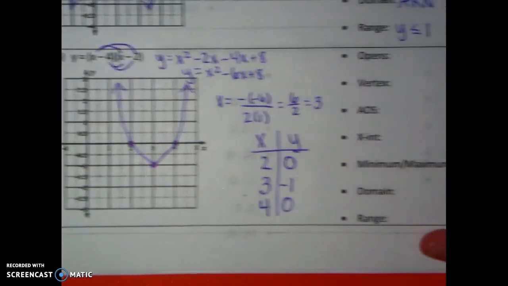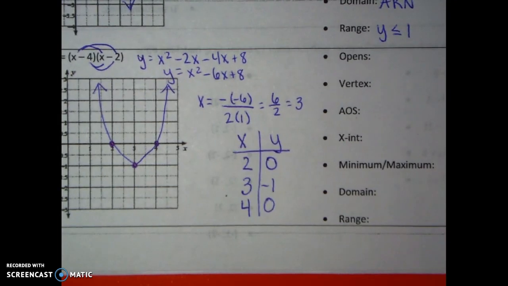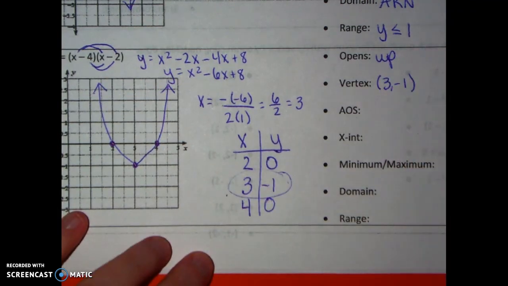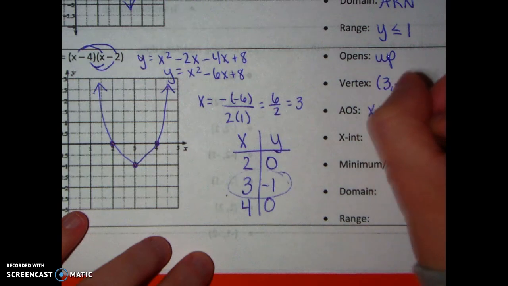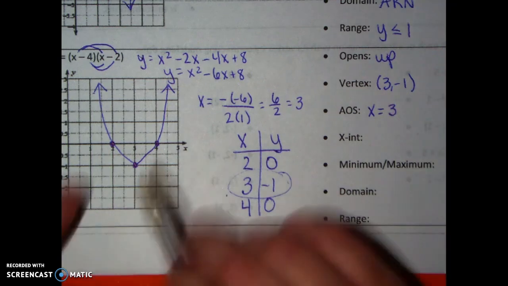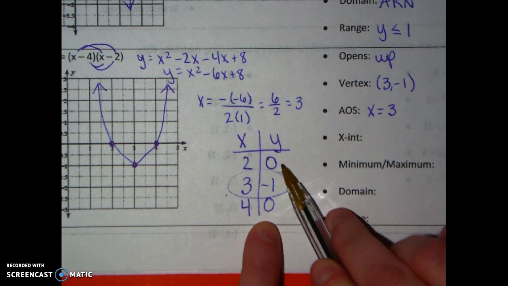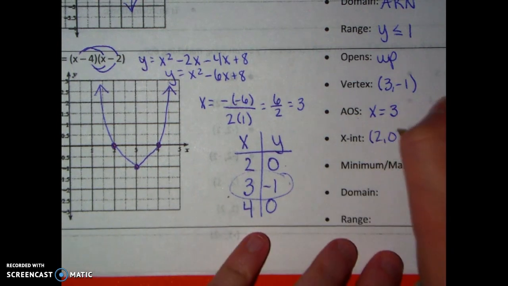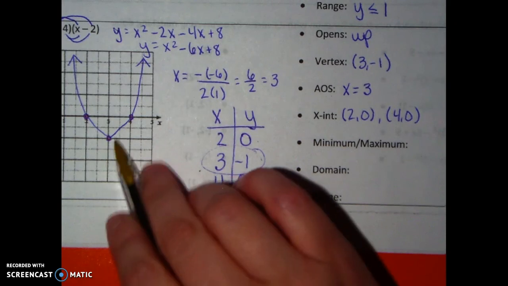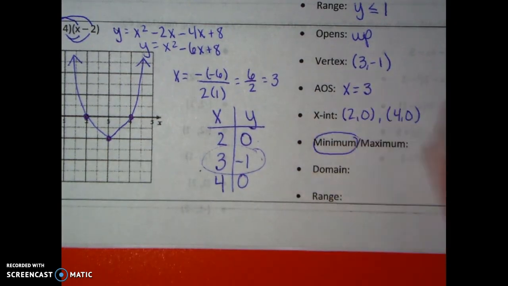Okay, so there's my graph. And now I can answer the questions. So it opens up, and the vertex is this point right here, 3, negative 1. Axis of symmetry is the x equals of the vertex, so that's x equals 3. My intercepts are wherever the y's are zeros, so 2, 0, and 4, 0. And the vertex is at the bottom of kind of the U shape, so it's a minimum. And that is at y equals negative 1.